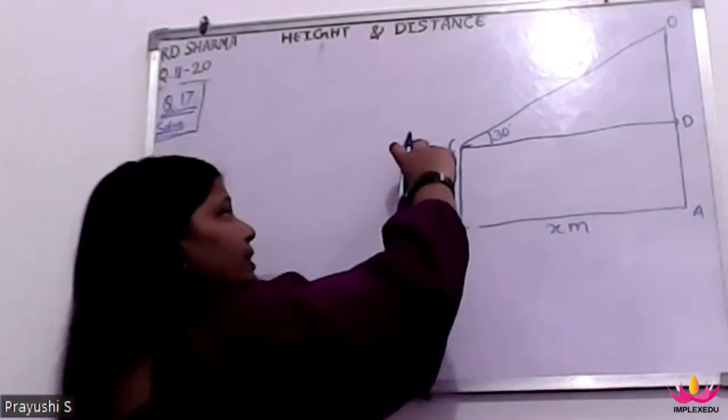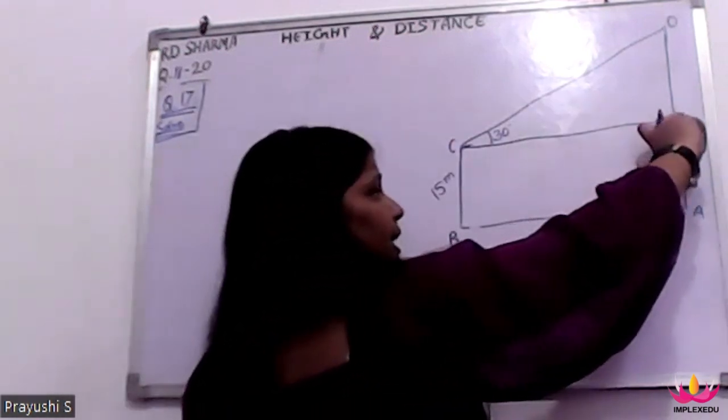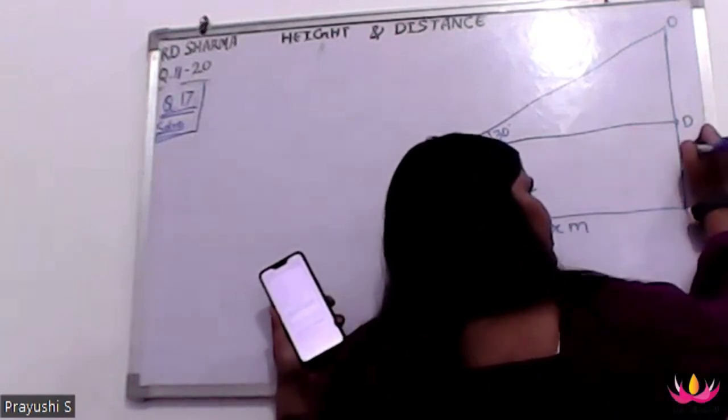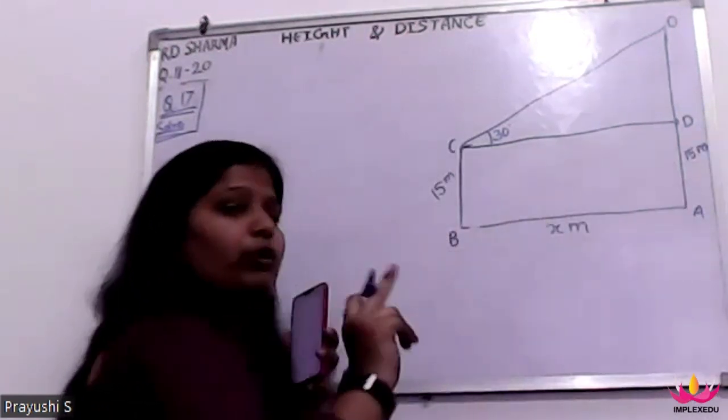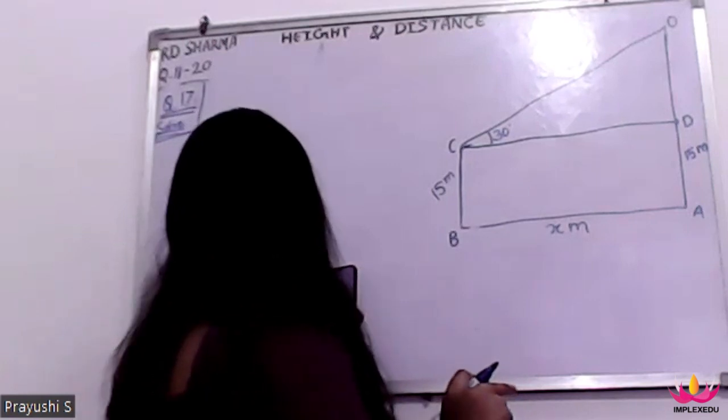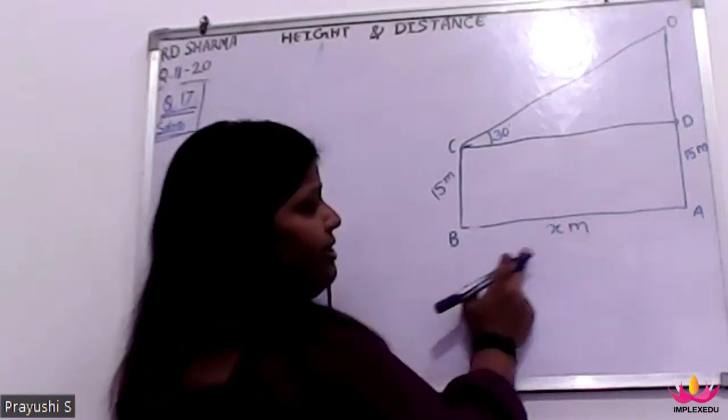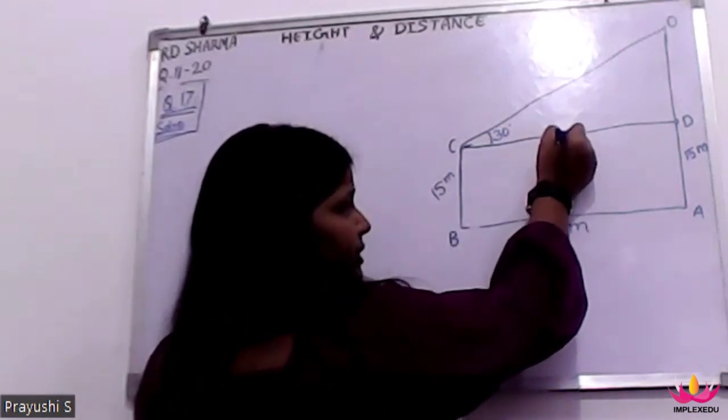Okay. So now when this is 15 meter, DA will also be 15 meter. Then this will also be 15 meter. Now from here, if this is x meter, then this is also x meter.